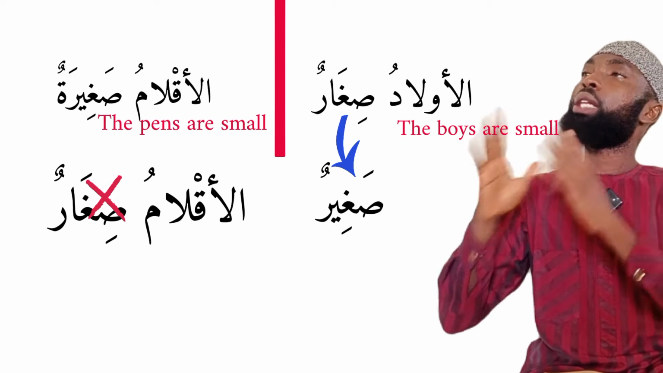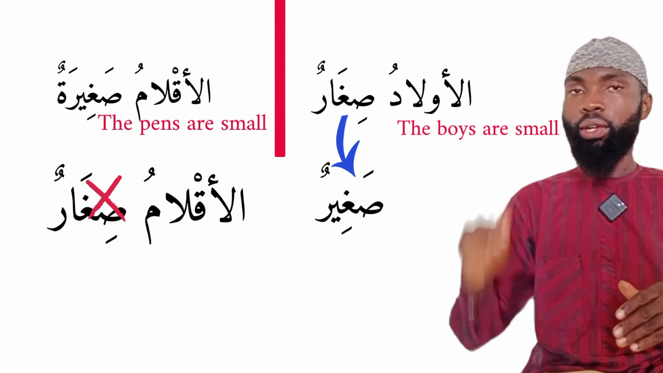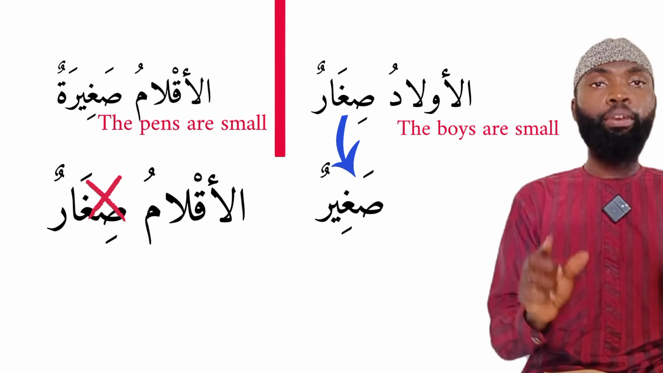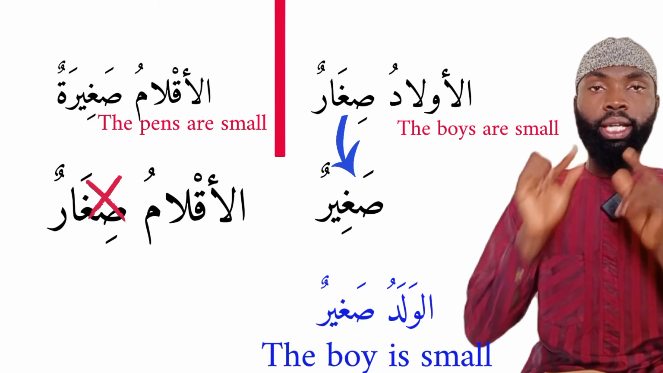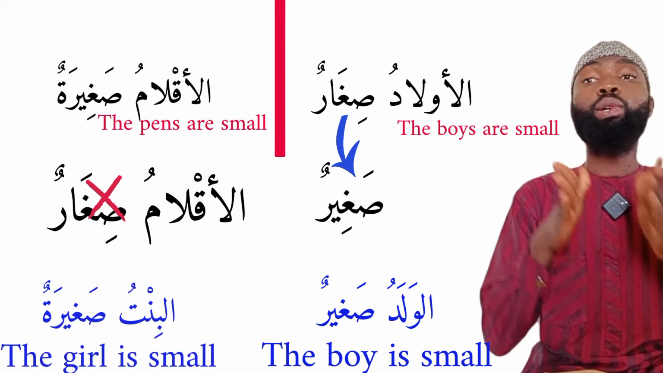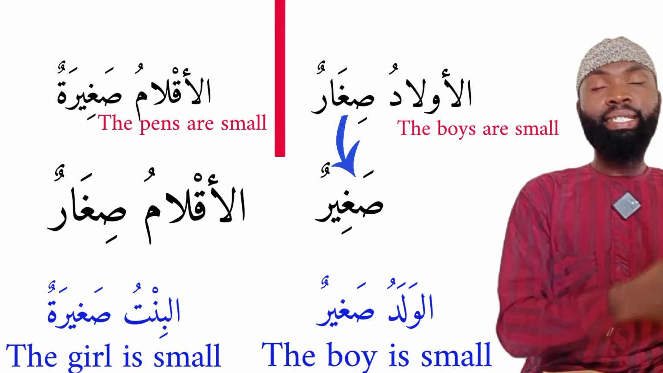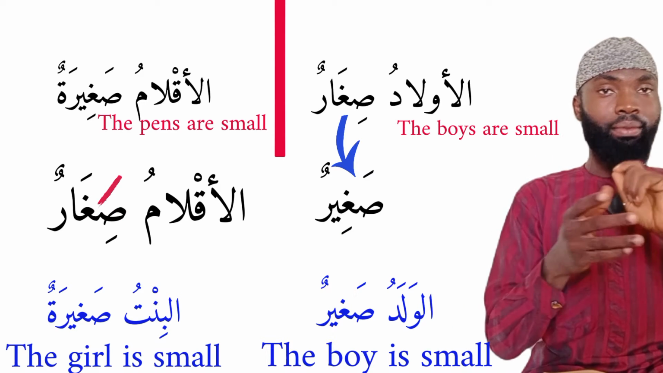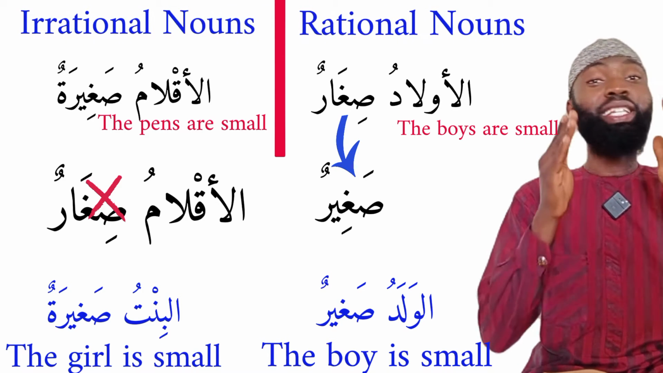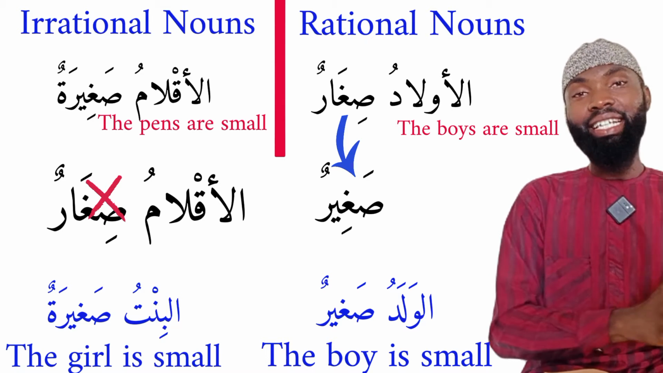Let's continue. Now when you look at this, you will see that sigarun is the plural form of sagirun, as we said, but sagiratun is the feminine pattern of small for a singular female. I can say al-waladu sagirun, the boy is small. When I have al-bintu, the girl, what will I say? I will say sagiratun. Now why am I using the same sagiratun for plural pens? This is because pen is considered to be under the irrational nouns, as we discussed previously in the link placed above in the previous lesson 16.